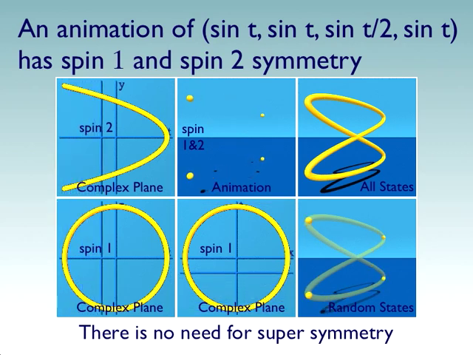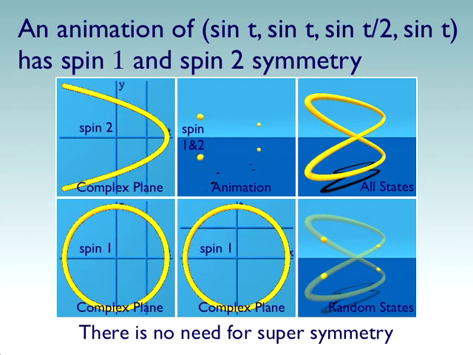And so this has spin 1 and spin 2 symmetry. And my sense is that this is the way we can do supersymmetry without needing all kinds of new math. If we do old math correctly, there may be more doors available than we currently consider possible.